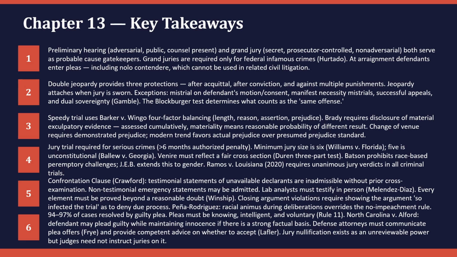Fourth, jury trial required for serious crimes, more than 6 months authorized. Minimum jury size is 6, 5 is unconstitutional. Venire must reflect a fair cross-section. Batson prohibits race-based peremptory challenges. J.E.B. prohibits gender-based challenges. Ramos v. Louisiana in 2020 requires unanimous verdicts in all criminal trials.